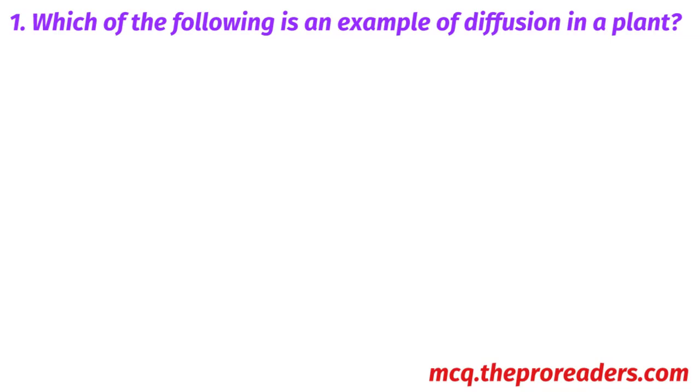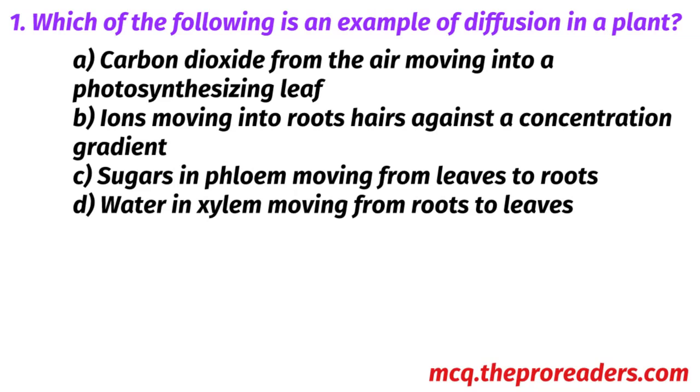Which of the following is an example of diffusion in a plant? Carbon dioxide from the air moving into a photosynthesizing leaf, ions moving into root hairs against a concentration gradient, sugars in phloem moving from leaves to roots, water in xylem moving from roots to leaves. Option A, carbon dioxide from the air moving into a photosynthesizing leaf is the correct answer.